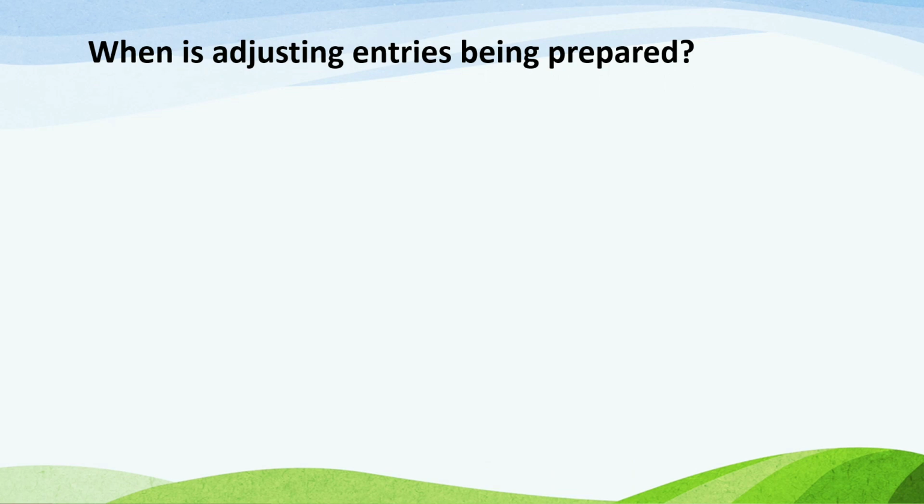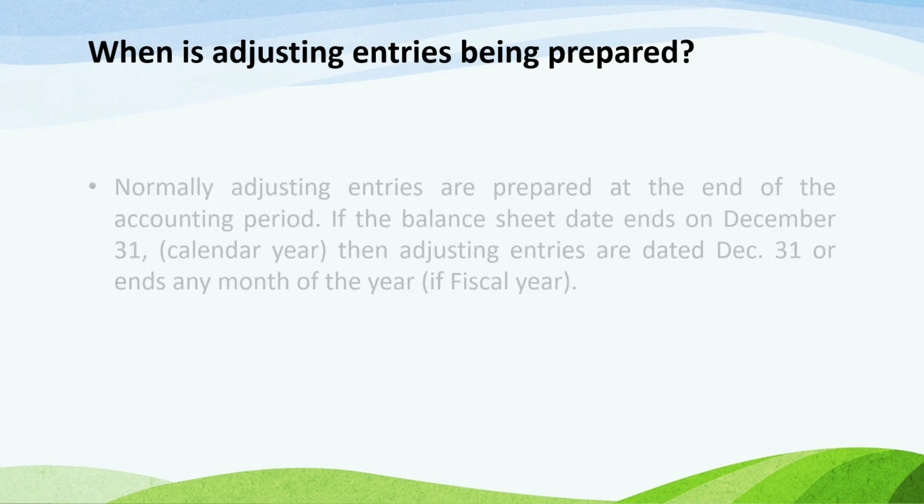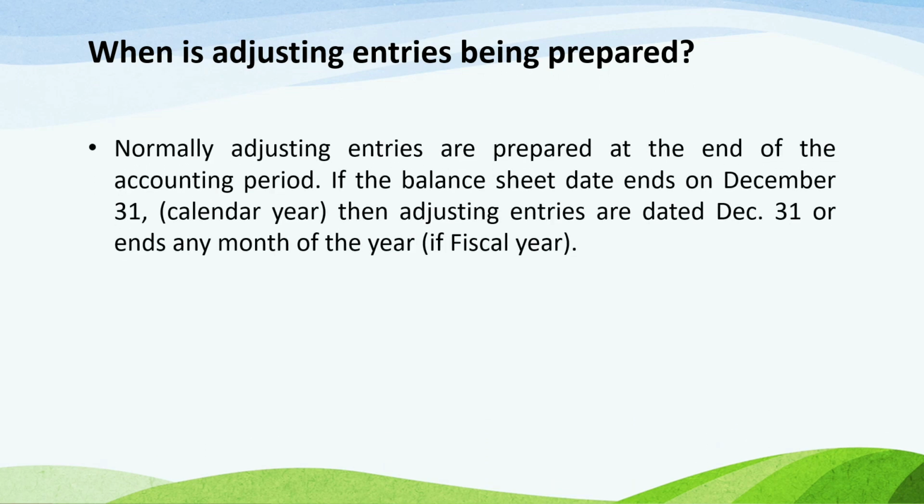When is adjusting entries being prepared? As I said a while ago, it shall be prepared at the end of the accounting period. So if your year is January 1 to December 31, that is December 31. If you have April 1 as the start of your business, then the 12th month is your end of the accounting period. So that's the preparation of your adjusting entry.